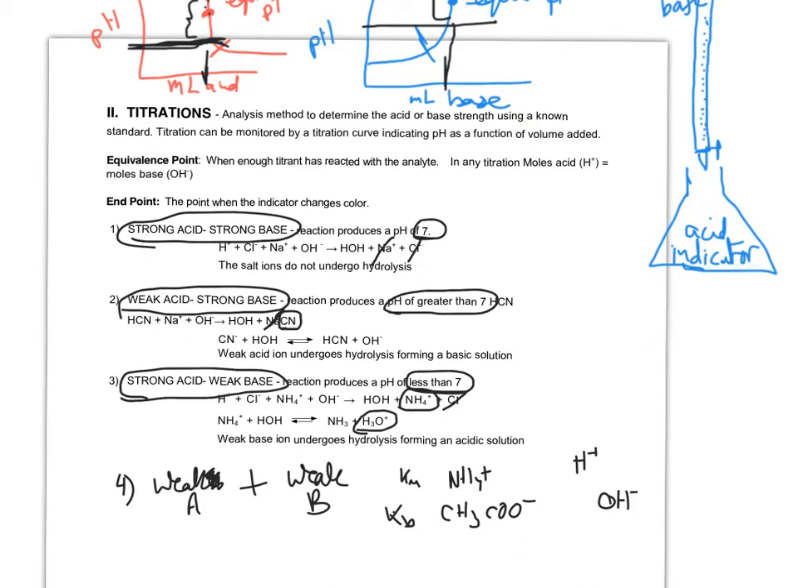We are going to look at doing calculations with the first three of these: strong acid with strong base, strong acid with weak base, and weak acid with strong base. We will not be doing calculations with weak acids and weak bases. We will do a titration of these so you can see what the titration curve looks like. You would be responsible for that, but you will not be responsible for doing calculations except for these three, not the fourth one. So that's why I don't have it listed.